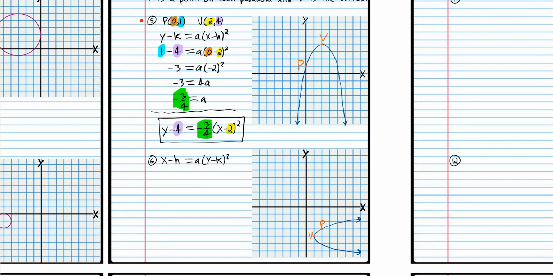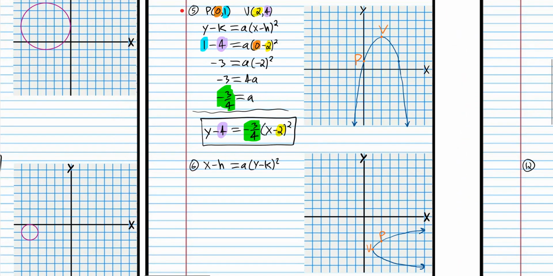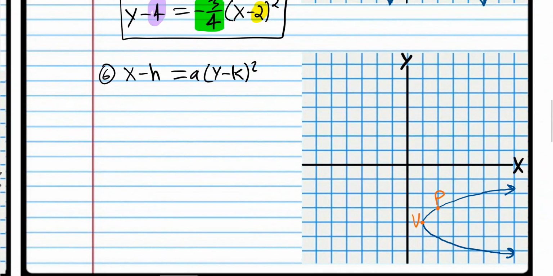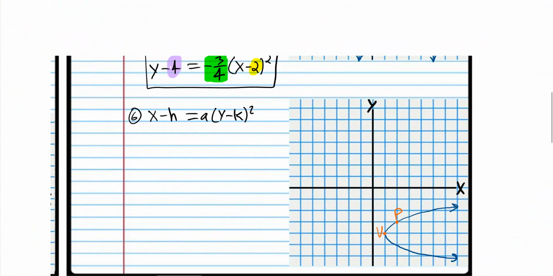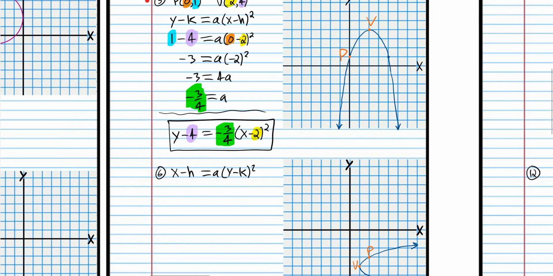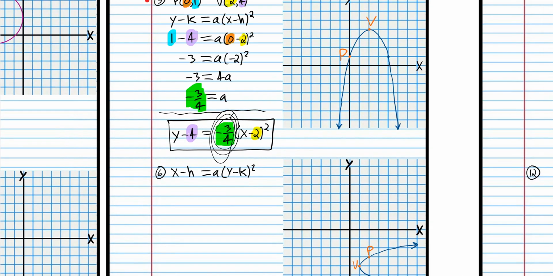Like I said, if a parabola is opening up or down, then the x minus h term is going to be squared. But if a parabola is opening to the right or to the left, the y minus k term is going to be squared. So let's try this next problem. Notice that the green constant here was negative. That's because the parabola is going down.